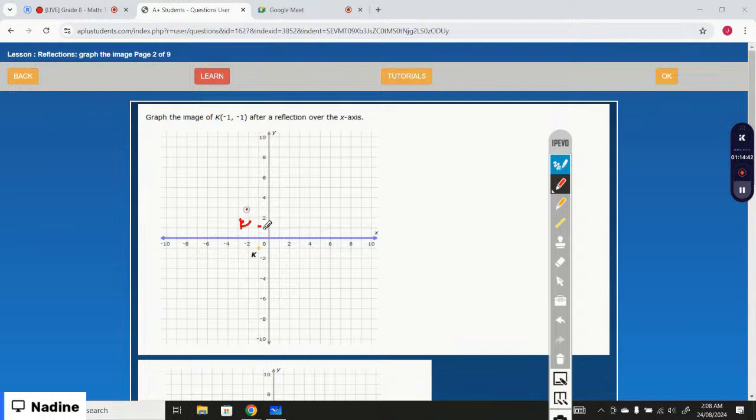So here is the K dash. K dash is exactly the mirror image of K. K has the coordinates negative 1 and negative 1, so K dash has the coordinates negative 1 and 1. The correct option is negative 1 and 1.